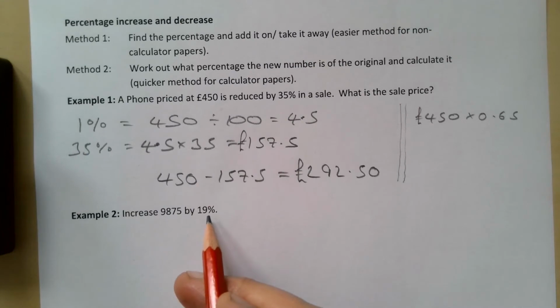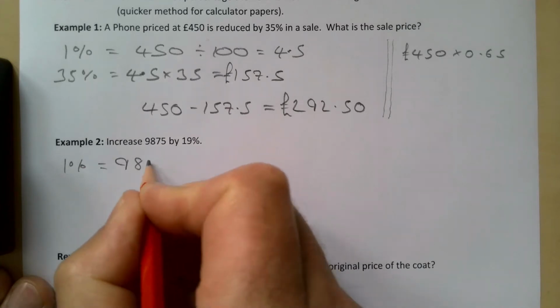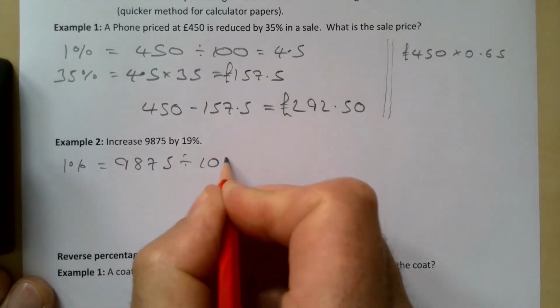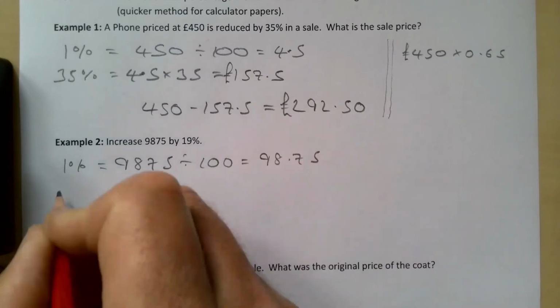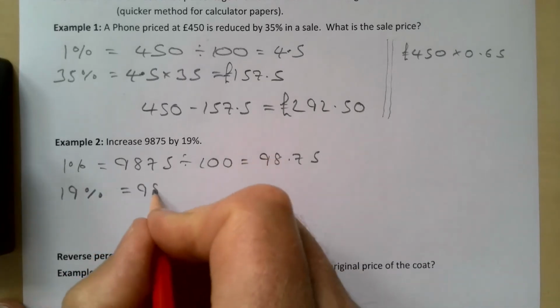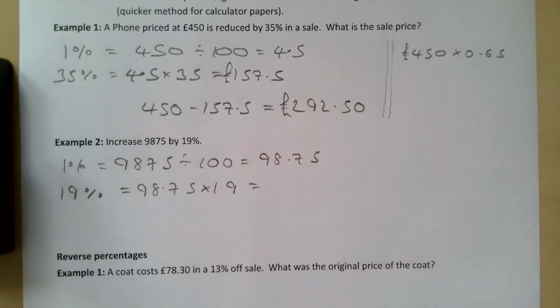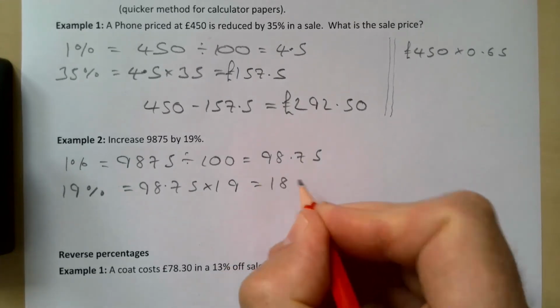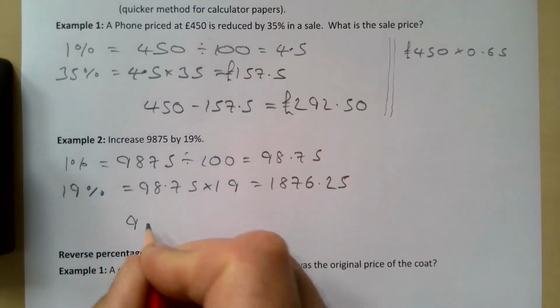9,875 increased by 19%. Very similar. 1% is 9,875 divided by 100, which gives me 98.75. 19% is 98.75 multiplied by 19, which is 1,876.25, and then I'm going to add that.